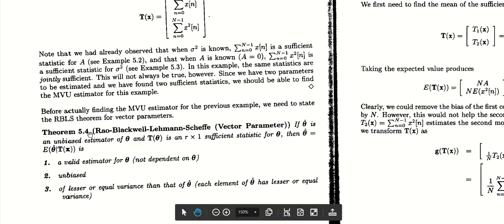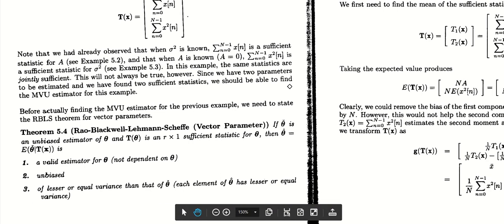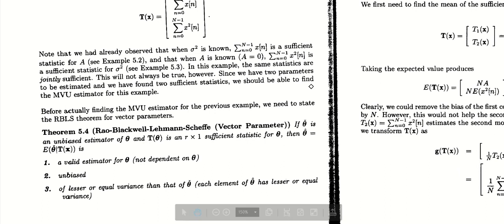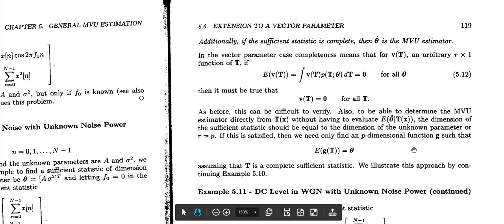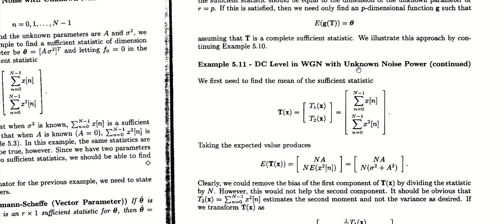If this is not clear, I would recommend you to check back to page 109, theorem 5.2. 就是可以稍微 review 一下109页讲的那个 theorem 5.2. Okay, it's the same thing, except this is a vector version. So let's take a look at this DC level in WGN with unknown noise power.